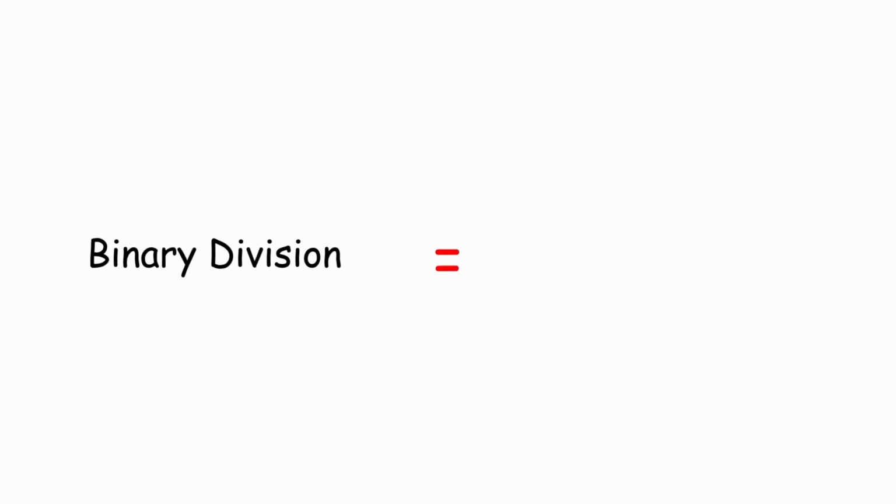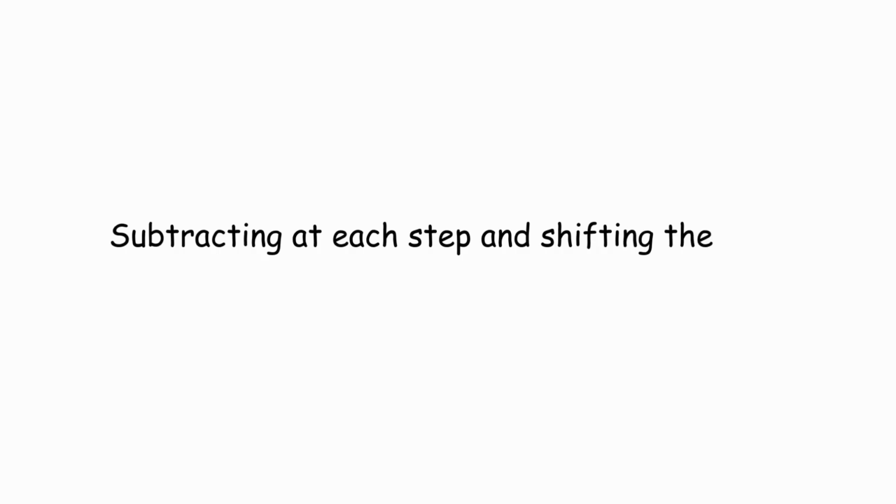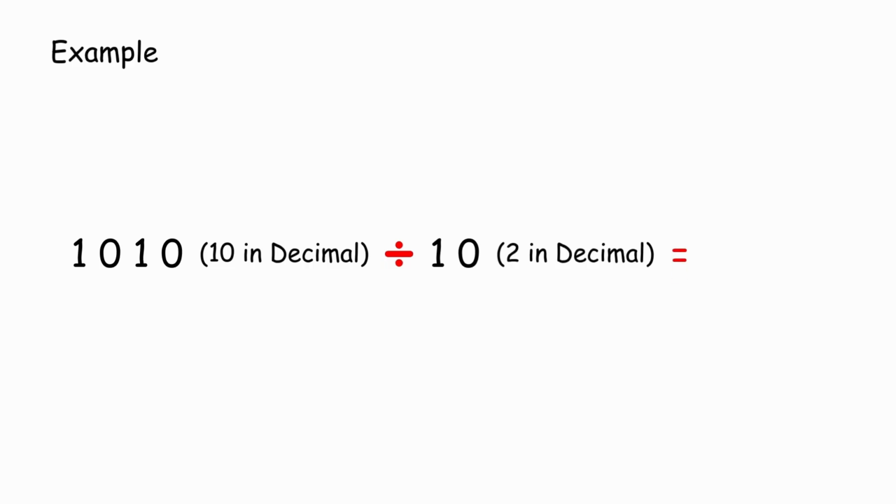Binary division. Binary division is performed the same way as in decimal, subtracting at each step and shifting the bits. Example: 1010 divided by 10. 1010 (10 in decimal) divided by 10 (2 in decimal) equals 101 (5 in decimal). Boolean algebra.